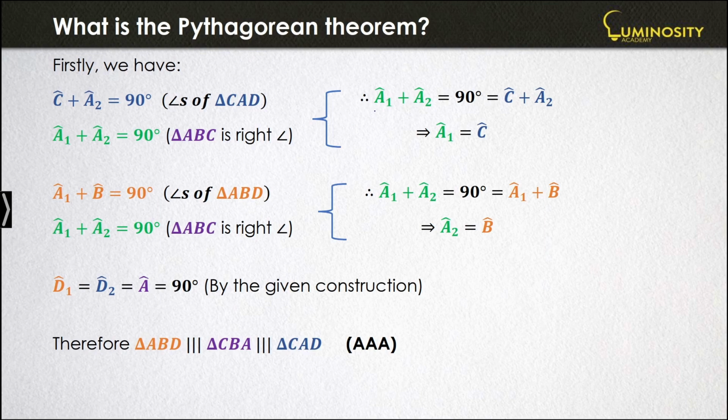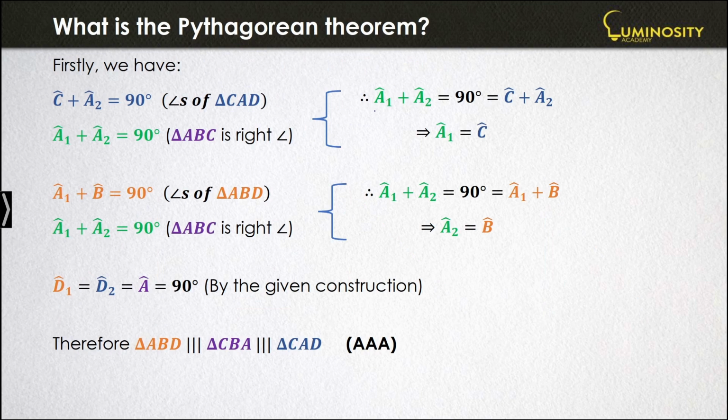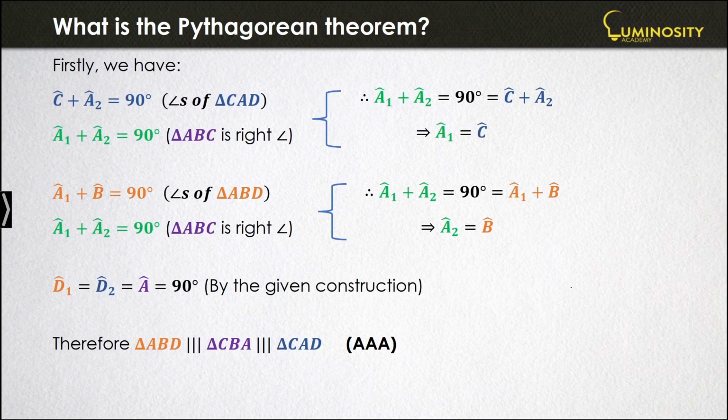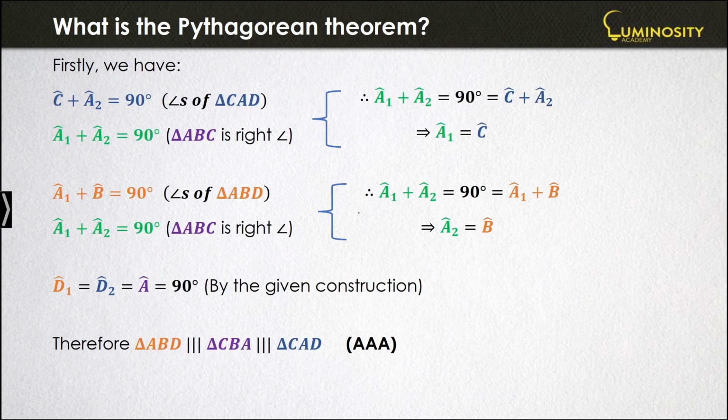So notice that in triangle CAD, this blue one here, we have that angle C plus angle A2 equals 90 degrees. So angle C and angle A2, those added together give you 90, and that makes sense because 90 plus the right angle gives you 180. That's by angles of a triangle. We also know that angle A1 and angle A2 equals 90 degrees, because this is angle A1 and that's angle A2. So in this larger triangle ABC, the sum of those two angles is 90 degrees.